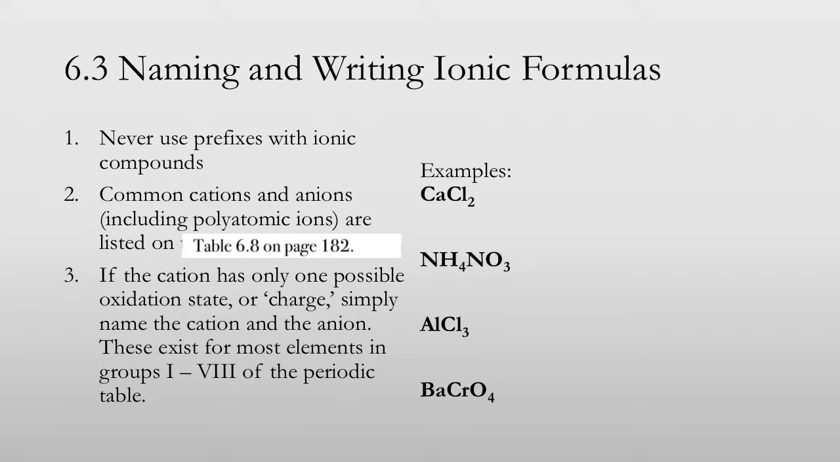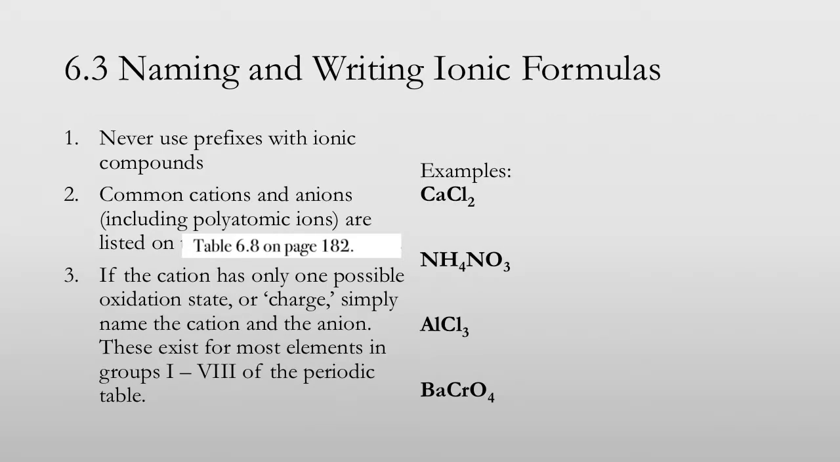You don't use those. Rule 2, common cations and anions, including polyatomic ions, are listed on table 6.8 on page 182. And there's some more throughout, but you can find them in section 2 and 3 of your book.